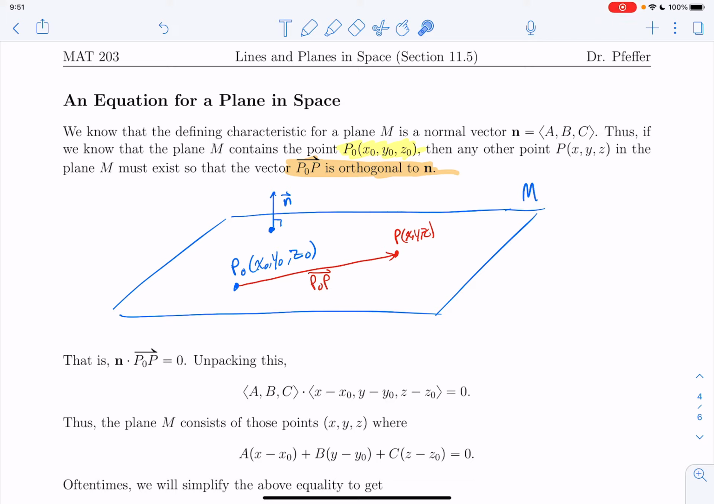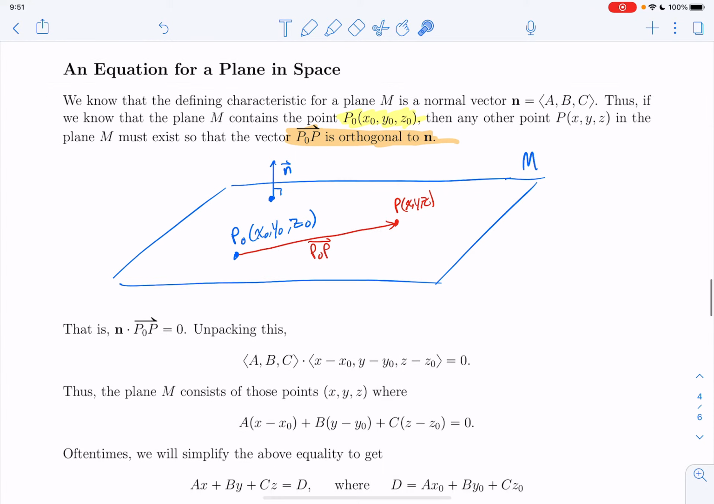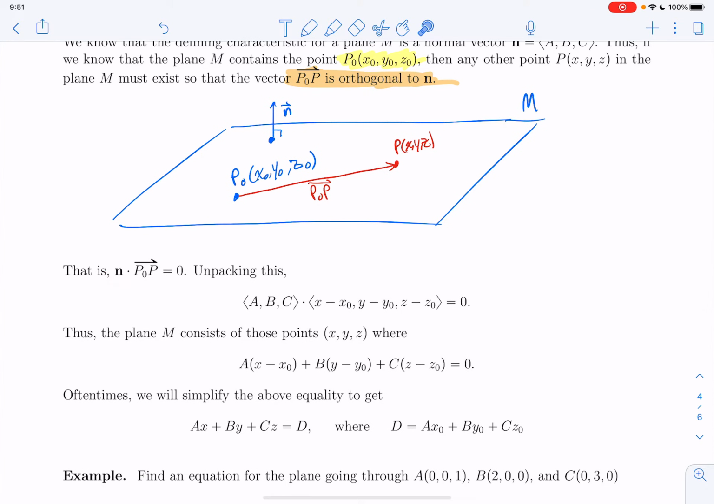Because that's the paramount object of interest here, we can unpack that a little bit. Clearly, if this vector is orthogonal to n, then what we're asking is that the dot product be equal to 0. If n is written component-wise as ABC, and p naught p is written component-wise as these differences of coordinates, then the equivalent formulation is the dot product of these two component vectors, where if we compute this dot product, it simply applies ABC to the respective coordinates.